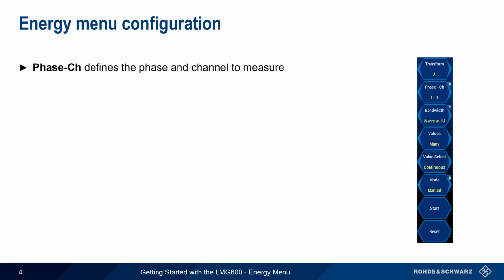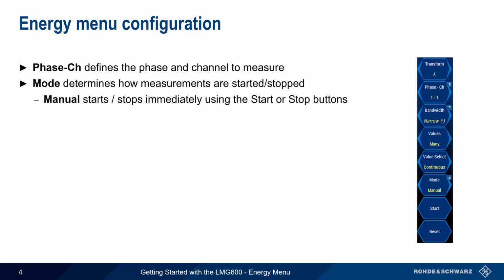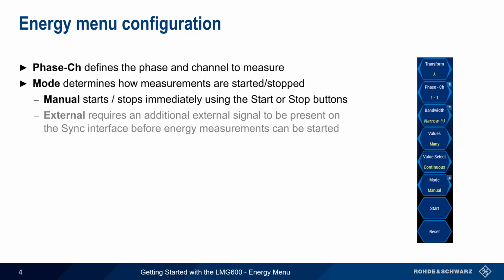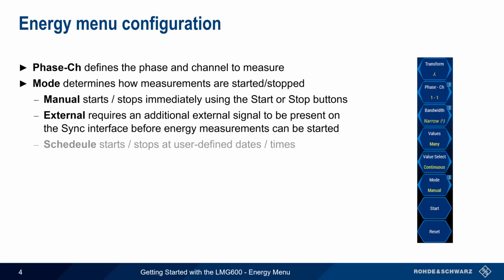Phase channel is used to define which phase and channel are to be measured, and mode determines how measurements are started and stopped. In manual mode, the energy measurement or integration is controlled using the start and stop buttons. This is also true if mode is set to external, but in this case, an external signal must be present at the sync interface on the rear of the LMG before the energy measurement can be started. It's also possible to enter start and stop dates and times to schedule the measurement. We'll show how this is done on the next slide.